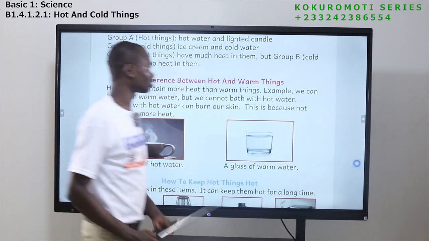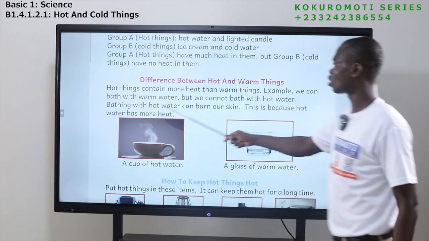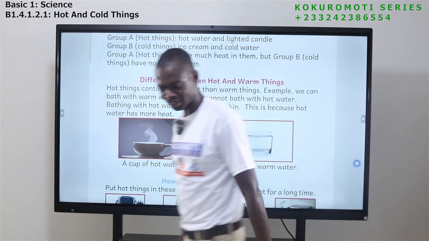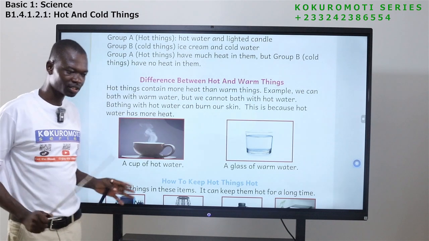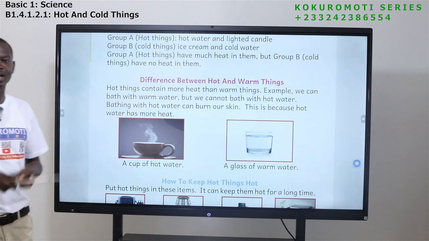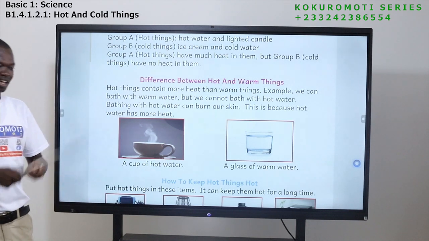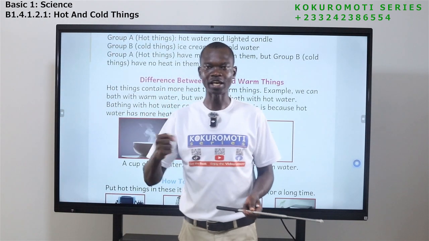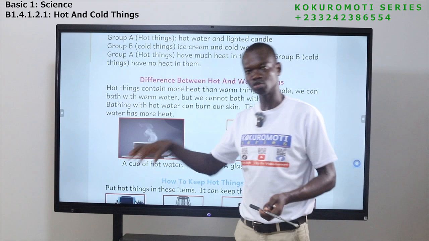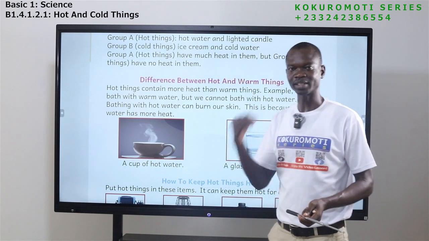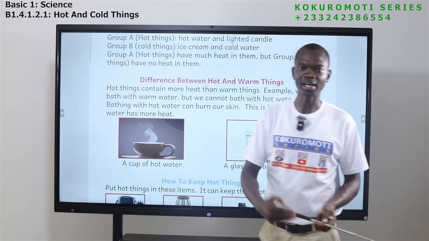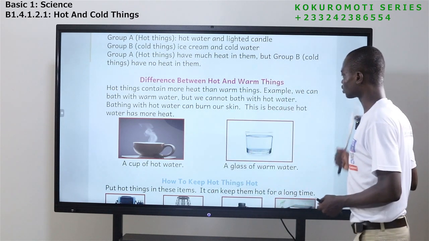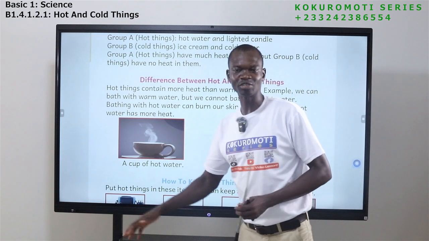Contains more what? Heat. So for example, we bath with warm water. It is not cold, but it contains an amount of heat, and the amount of heat that it contains is not that high. That is why we are able to bath with it. That's why we are able to use it to prepare our tea in the morning, to prepare our other things that we drink. But we cannot bath with hot water. So hot water, you can't bath with it.